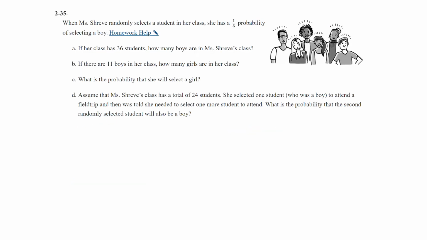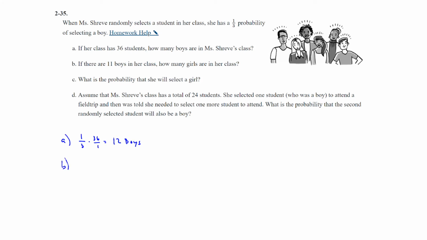Question 35. When Ms. Shreve randomly selects a student in her class, she has a 1/3 probability of selecting a boy. If her class has 36 students, how many boys are in Ms. Shreve's class? So if there are 36 total students and 1/3 of them are boys, then what is 1/3 of 36? And that's 12. So that means 12 boys would be in the class.